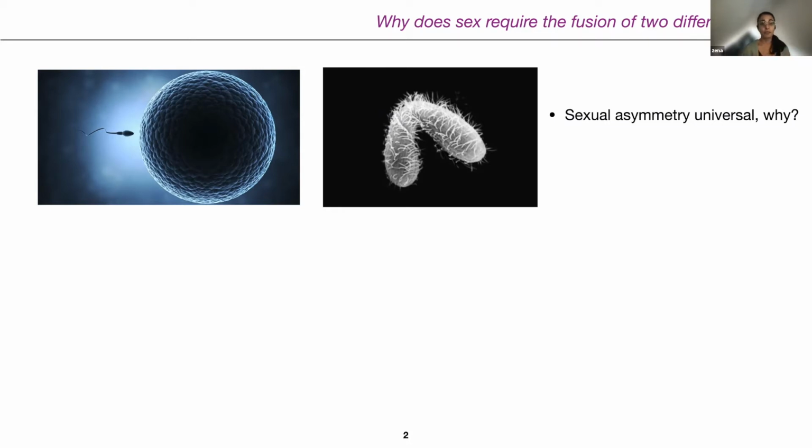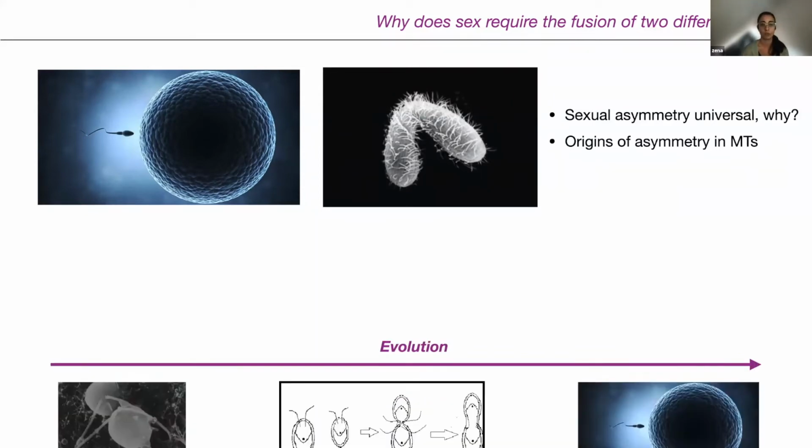So this asymmetry seems to be fundamental to sexual reproduction. And a lot of the work I will present today asks why this is the case. What are the evolutionary origins of sexual differentiation? And also, what are the implications of this requirement for asymmetry in mating for other features we see in sexuality, particularly in unicellular organisms?